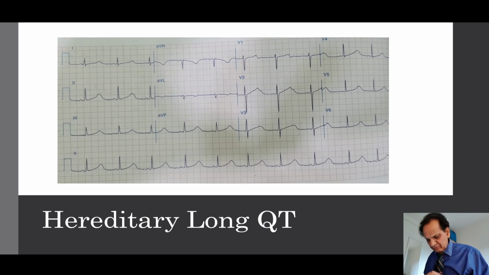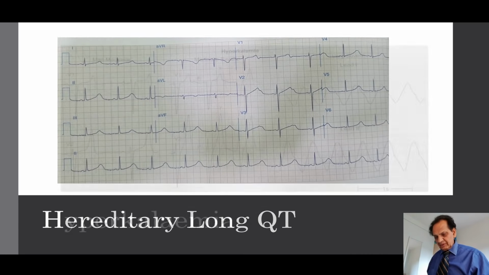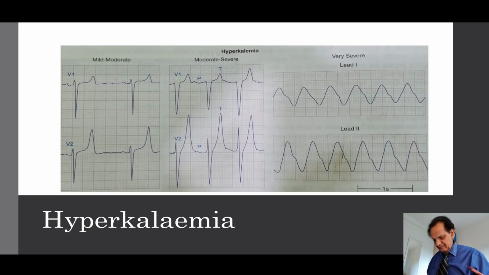So how many small squares here? 12, 13. Anything more than 10, 12, you know is 0.4. If you count them, then this is a prolonged QT. Very important. Patient may lead into a sudden cardiac death.